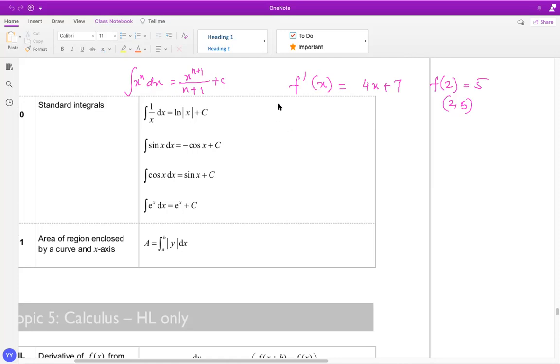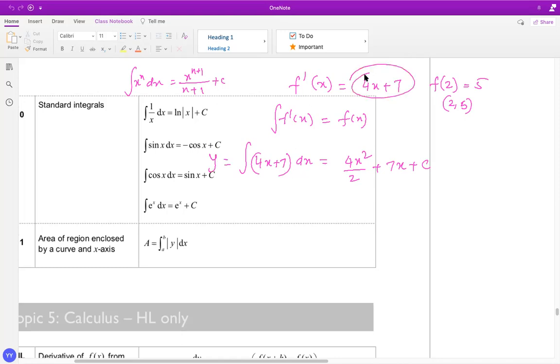So it is when x is 2, y is 5, and you have to obtain the expression for the function. Remember that when you integrate the derivative expression, you get the function back. So if you integrate 4x plus 7, you get 4x squared over 2 plus 7x plus c. This is actually your y, or f of x, because this is the derivative expression. If you integrate this, you're going to get the function back.